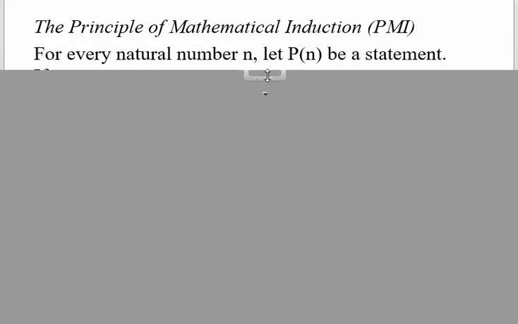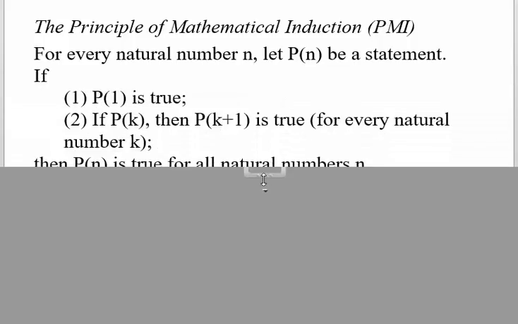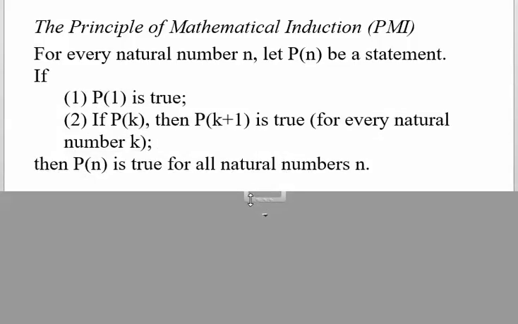For every natural number n, the natural numbers are the counting numbers 1, 2, 3 up to infinity. Pn is going to be a statement, and that statement is, of course, going to be true or false. The principle of math induction says that if we have two things to be true, P1 being true, the statement number 1 is true, and if we also have the statement if Pk is true, then Pk plus 1 is true for every natural number k, then the conclusion of PMI is that the statement Pn is true for all natural numbers n.